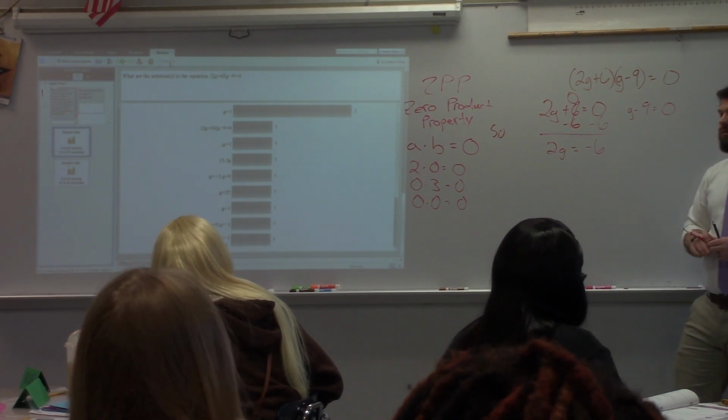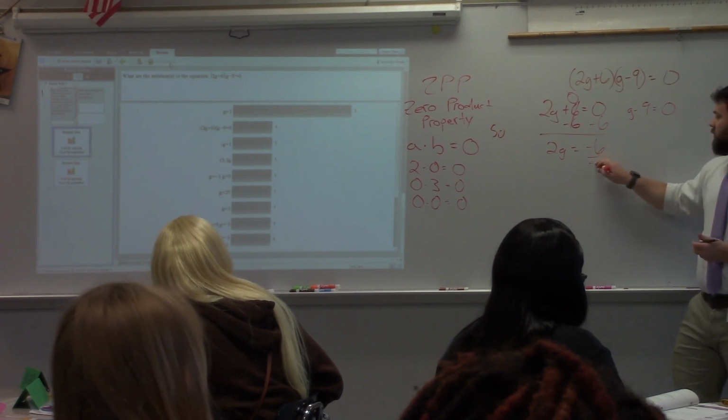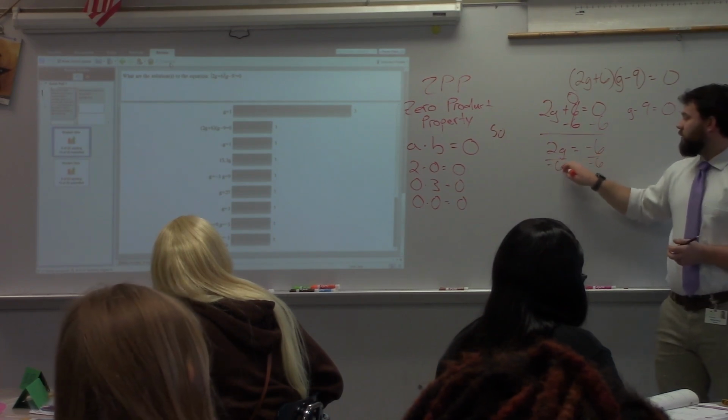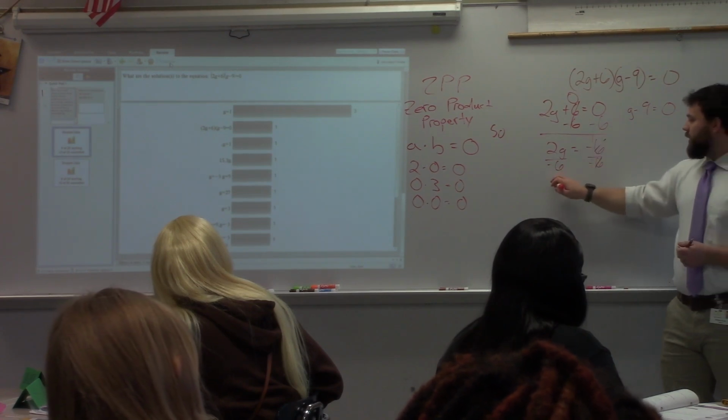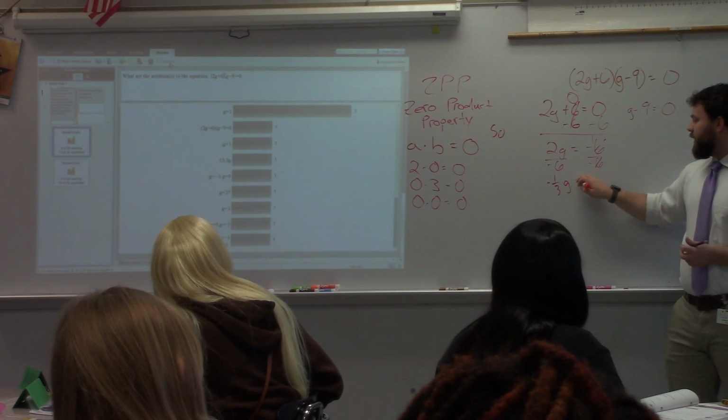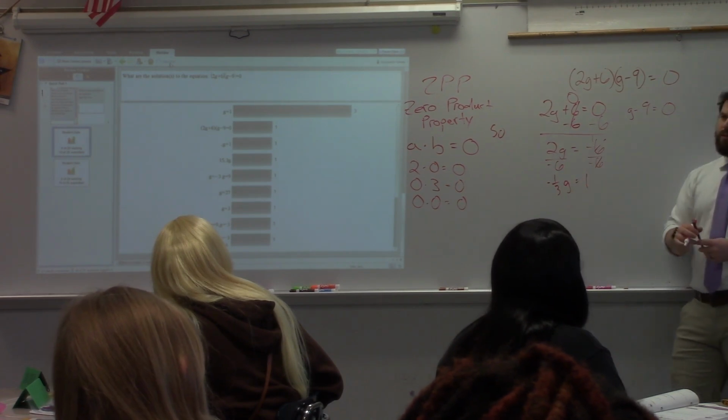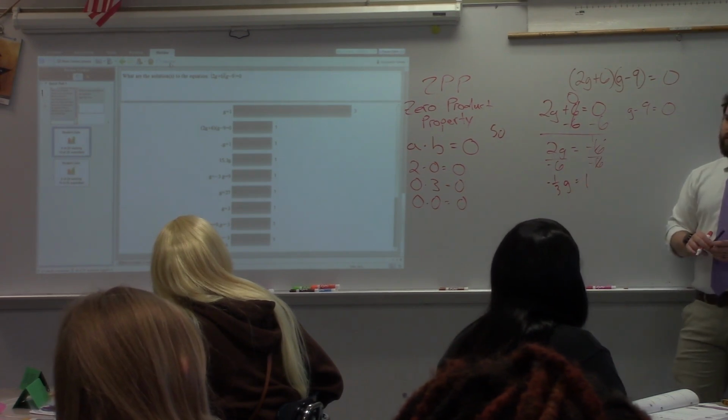Divide by -6? I can do that. Notice that would give me a 1 here. So that would give me a -1/3 g equals 1. Did that help me solve for g? So what would I divide by instead?